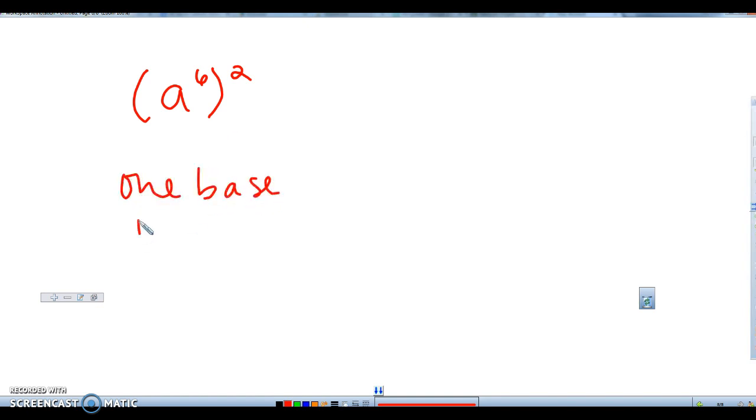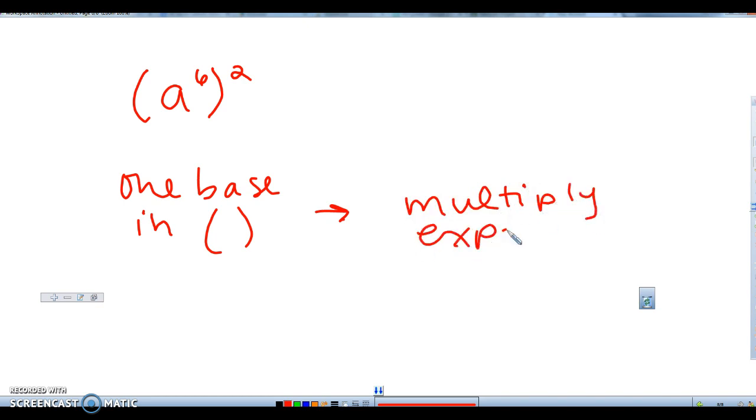The last law of exponents. I have a to the 6 in parentheses, and I'm squaring that whole thing. So I only have one base. What do I do? I multiply the exponent through. And if there's more things in parentheses, I distribute the 2 to all of them. So this would be a to the 12th.